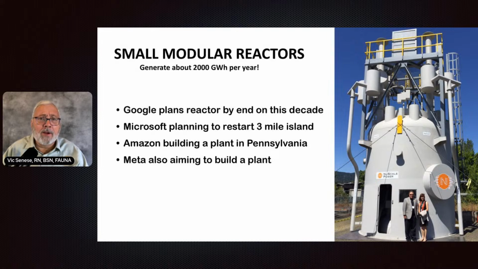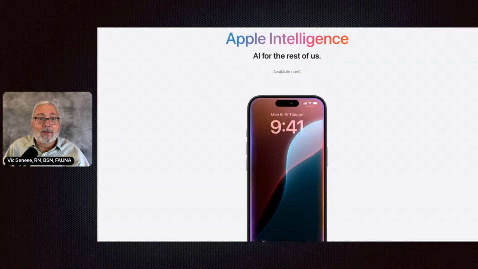The other thing is it's been found to be very safe compared to things like Chernobyl and Three Mile Island. Hey, speaking of Three Mile Island, Microsoft is planning to restart Three Mile Island's reactor to help power their AI. Google's got plans to start one of these small reactors by the end of this decade. Amazon's building a plant in Pennsylvania, and Meta, which is Facebook, is also planning to have a plant. So these are going to be going up all over the place. Fear not, these are going to be far safer than what we've had in the past.